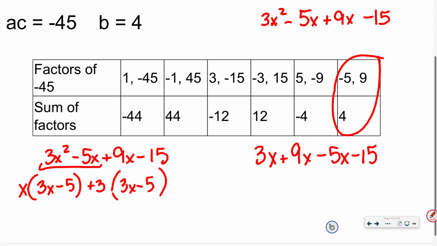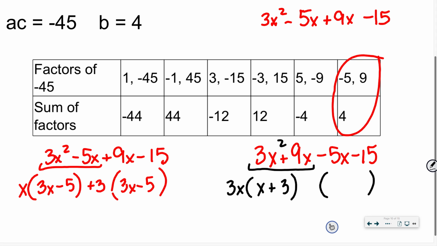Now let's try this one. What would the greatest common factor be here? 3. Just the 3? 3x. What's left? 3. Oh, sorry, that's the square. 1. What's the greatest common factor here? 3, 5, negative 5. Negative 1. What's left? x.